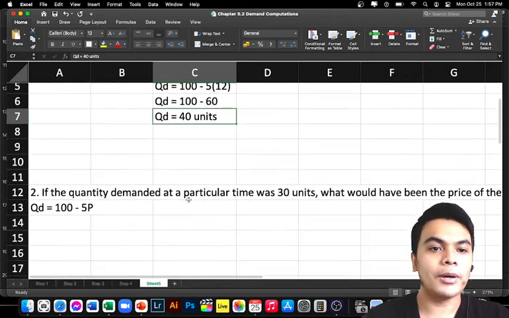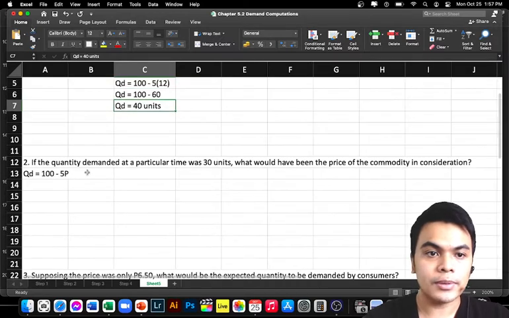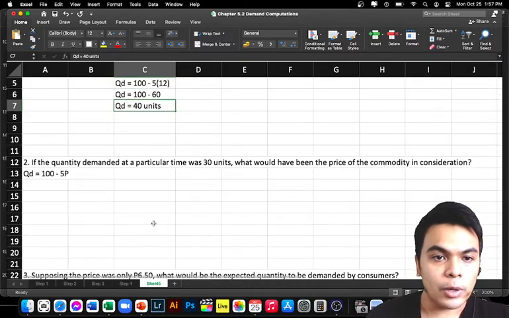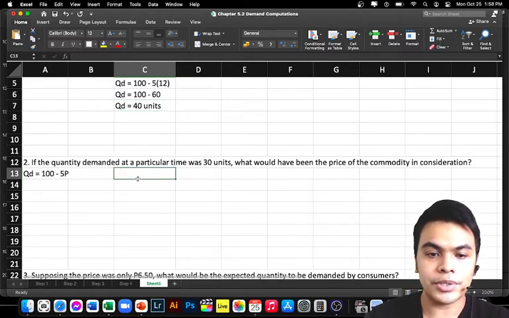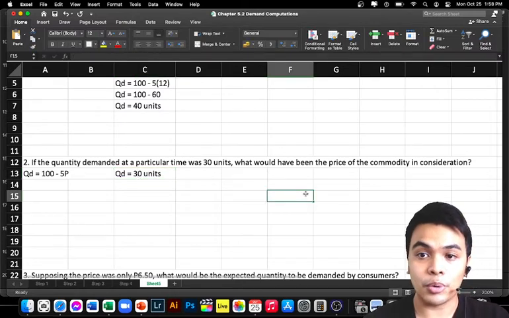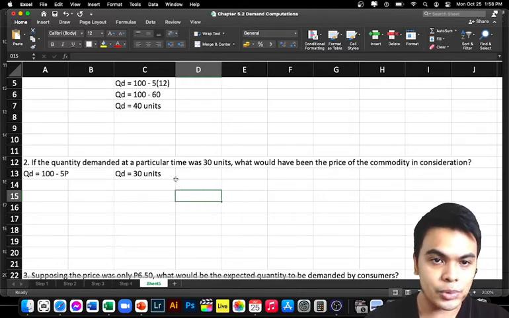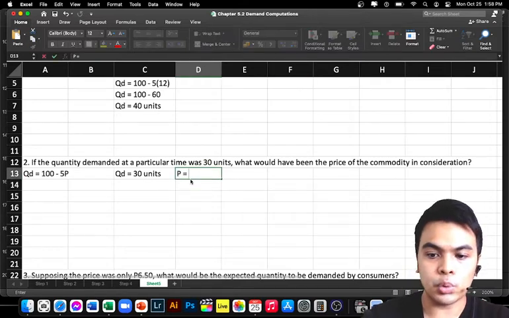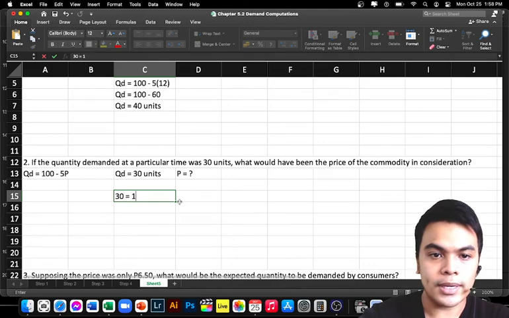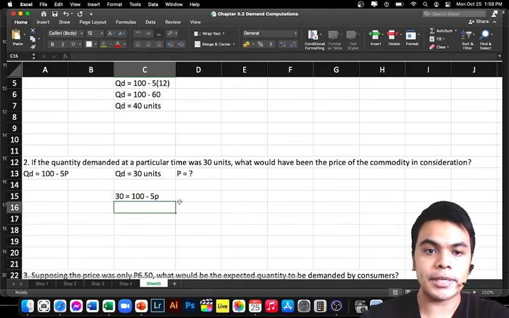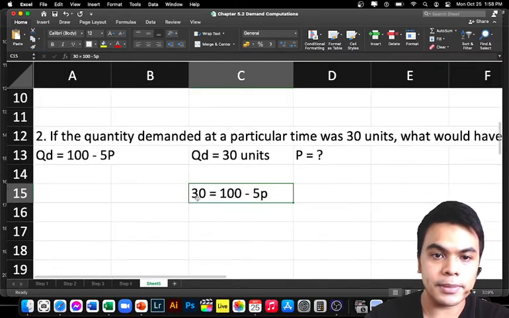How about dito sa number 2? Let's try to answer this number 2 using the same equation. If the quantity demanded at a particular time was 30 units, so the given now is QD, 30 units, what would be the price of the commodity? So again, let's use this equation. What we are trying to compute is the value of the price if the quantity demanded is 30 units. So using this formula, the given data is 30 equals 100 minus 5p. Ang solve natin is si p.